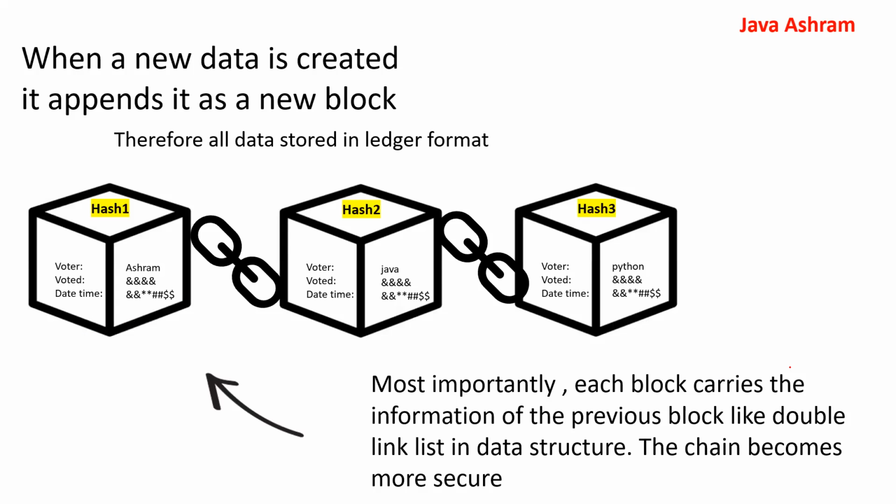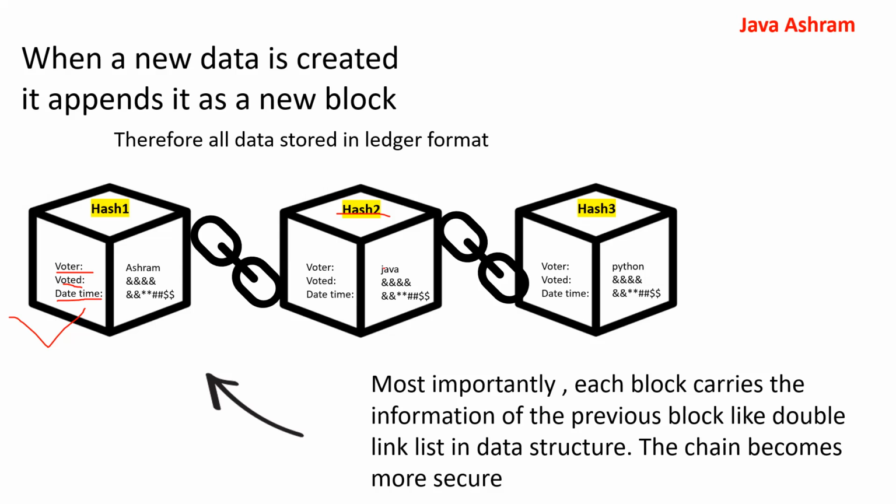So when new data is created, it is appended as a new block. Suppose vote 1 is cast, then this block gets created, and a hash is assigned to this block, with the voter ID, whom the voter voted for, and the date and time. Then another vote is cast, hash 2 gets created, and another block gets created.